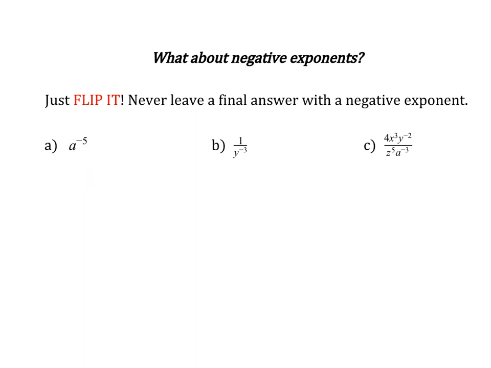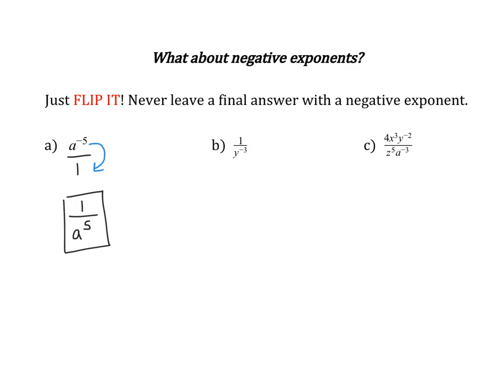So for example, if you have a to the power of -5, think of it as a to the power of -5 over 1. This is going to flip to the bottom, so it becomes 1 over a to the power of +5. So once it flips, the negative sign disappears. So this, we would never leave our final answer like this. We would write it like this.